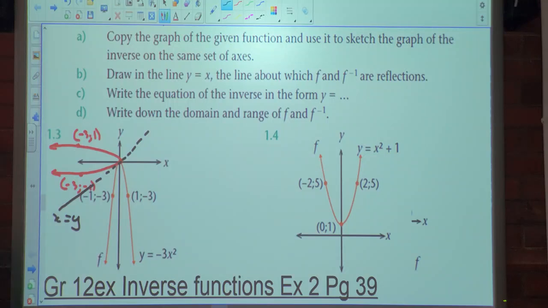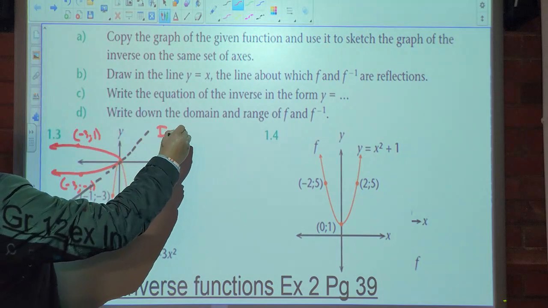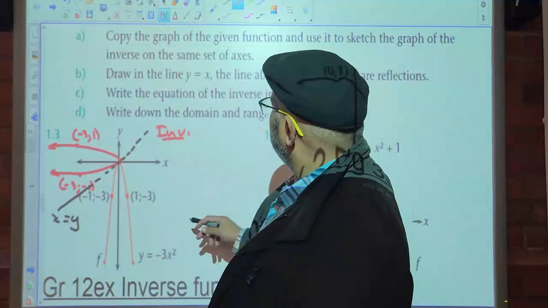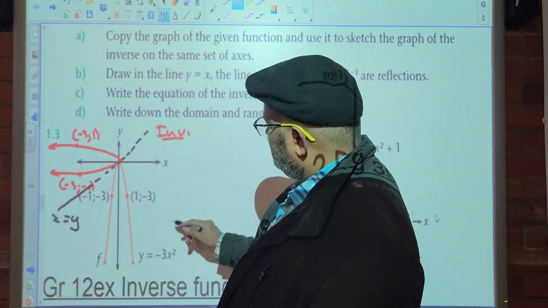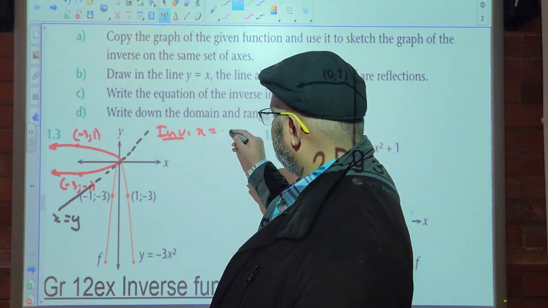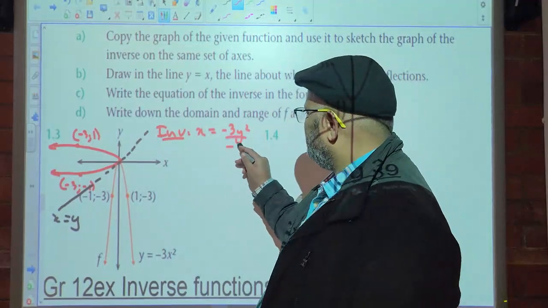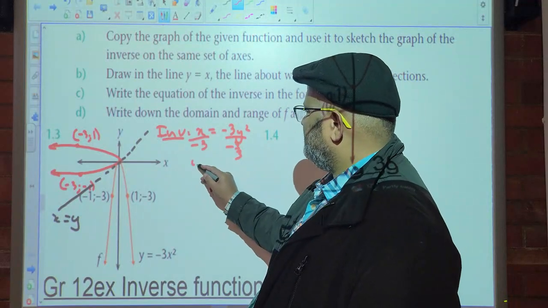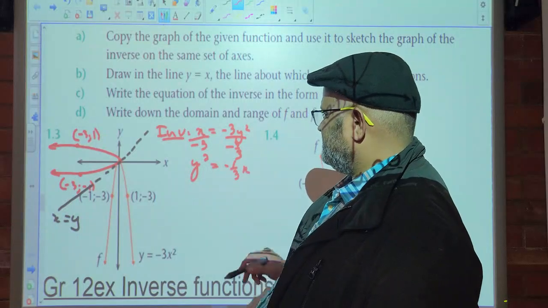The equation of this graph for the inverse function, what do we do? We interchange x and y, not so? So we have x is equal to minus 3y squared. To get y squared on its own, I divide by negative 3 both sides. Negative 3, not a third, that's 3, no? So y squared is equal to negative a third x.